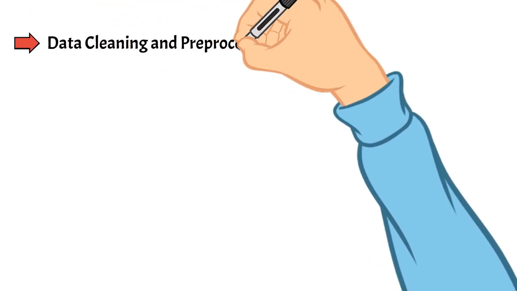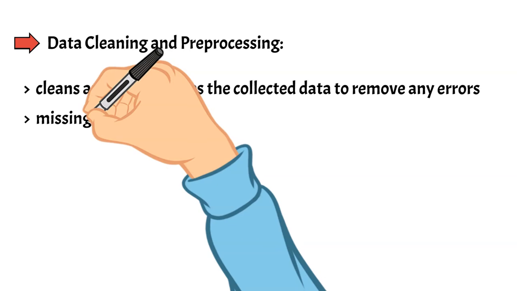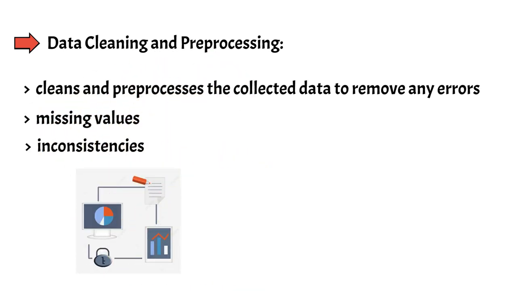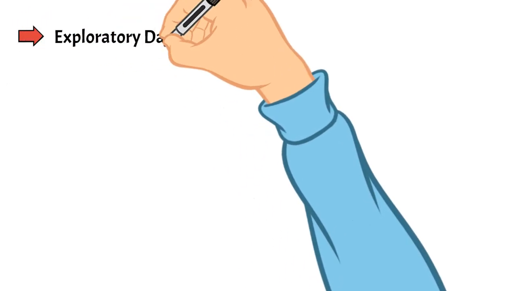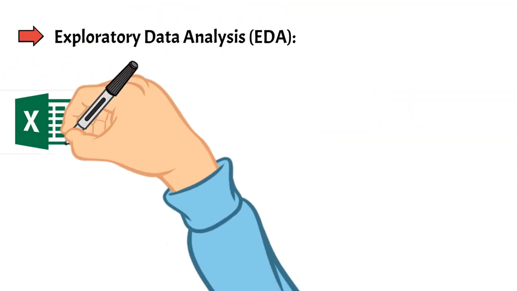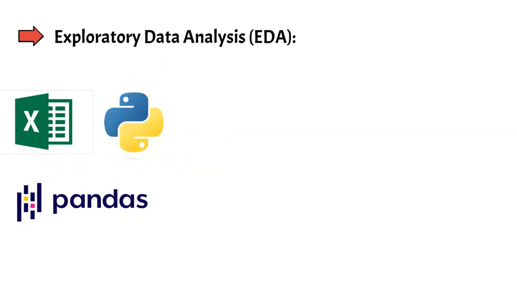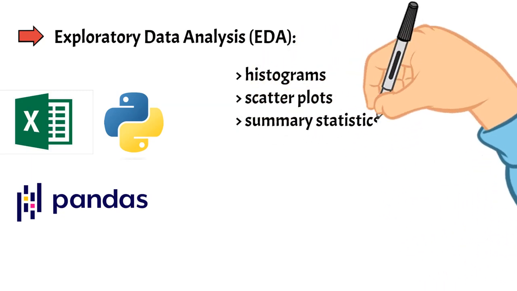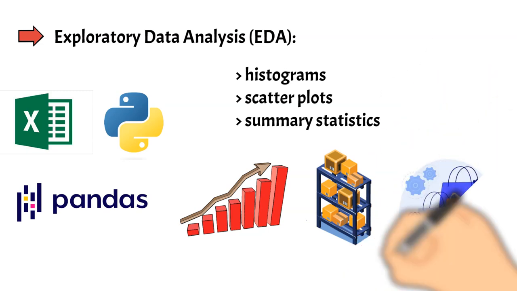Data cleaning and pre-processing. Alex cleans and pre-processes the collected data to remove any errors, missing values, or inconsistencies. This ensures that the data is reliable and ready for analysis. Exploratory data analysis, EDA. Using tools like Excel or Python with libraries like Pandas, Alex performs EDA. They create histograms, scatter plots, and summary statistics to understand sales trends, identify popular products, and spot patterns in customer behavior.